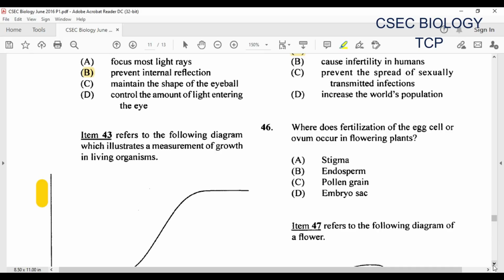Now, where does fertilization of the egg cell or ovum occur in a flowering plant? Where does fertilization occur? Now, let us not confuse ourselves with fertilization and pollination. Alright, so we have the stigma, we have the endosperm, we have the pollen grain. And the pollen grain, you know that it is pretty much a male reproductive part. So that would have grown down to the ovary. So it's only possible that it could take place at D, the embryo sac. So I go with embryo sac as my answer here.